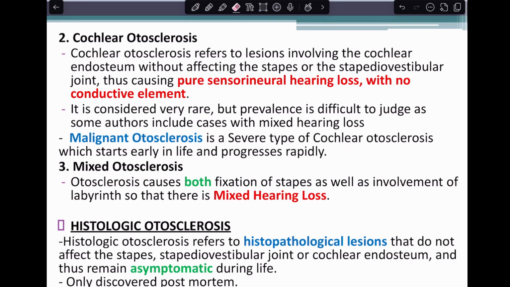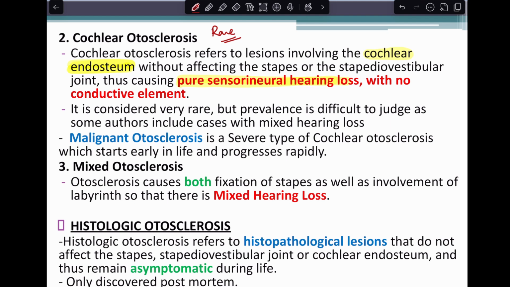Now, in cochlear otosclerosis, the otosclerotic lesions do not affect the stapes or the stapediovestibular joint. Here, it will rather involve the cochlear endosteum. And the common mode of presentation here would be that the patient comes to you with a pure sensorineural hearing loss with no conductive element at all. Now, as we know, this is a very rare type; the most common type is the stapedial otosclerosis. And it might be very difficult to judge even because sometimes this is clubbed under the case of mixed otosclerosis as well.